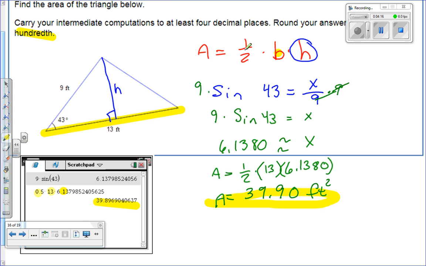So not much to it. Just got to remember the formula for finding the area of a triangle. Plug in and solve for what you don't know. And then plug it all back into the big formula, and you're done. So should be not too bad.